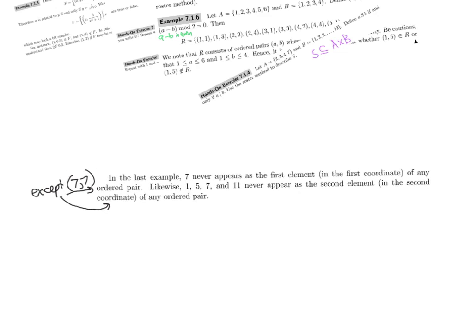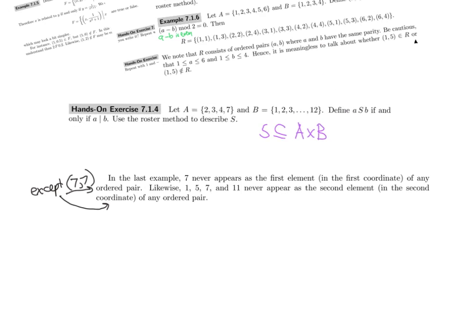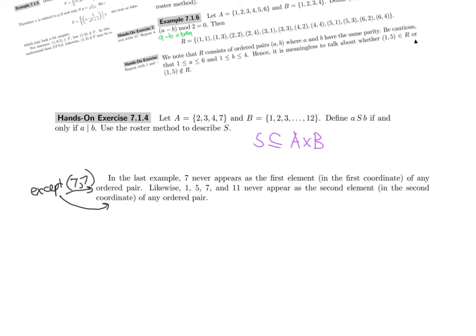Now there's a slight typo here in the textbook that I fixed. So in the last example, by which they actually mean the hands-on exercise, they say that 7 never appears as the first element, in other words, in the first coordinate of any ordered pair. That's not entirely true, because it is the case that 7 divides 7, right? That was the relation mentioned in hands-on exercise 7.1.4.